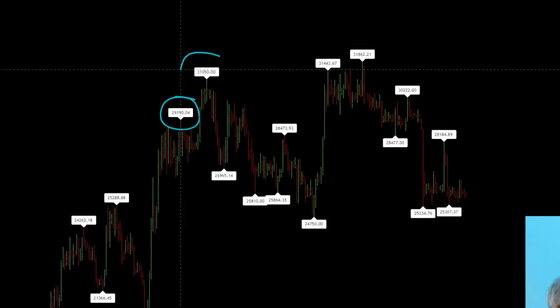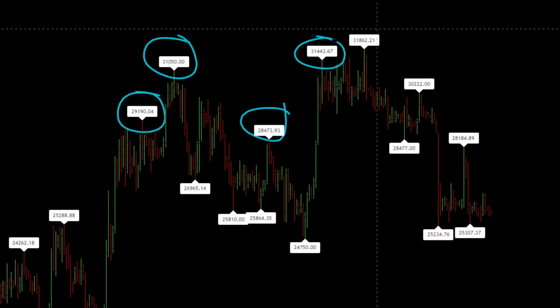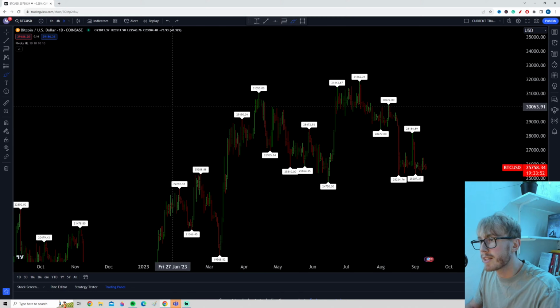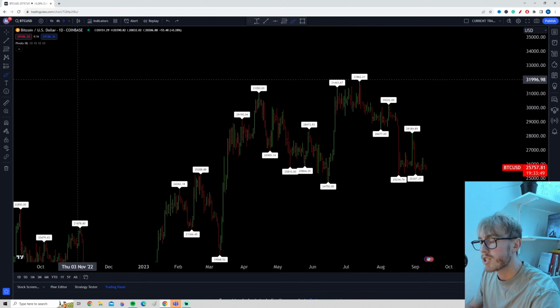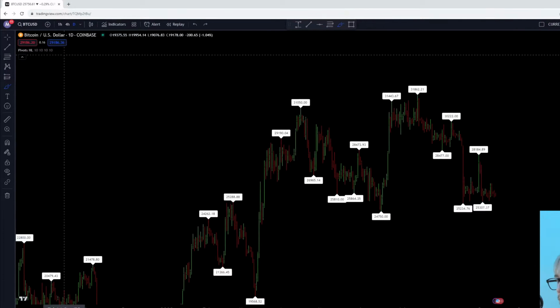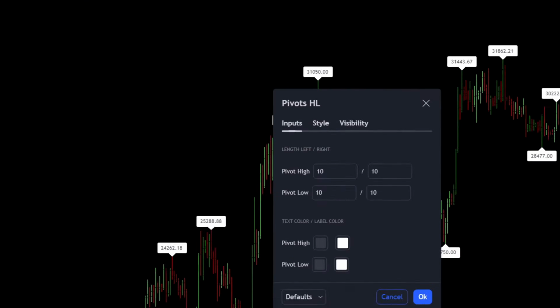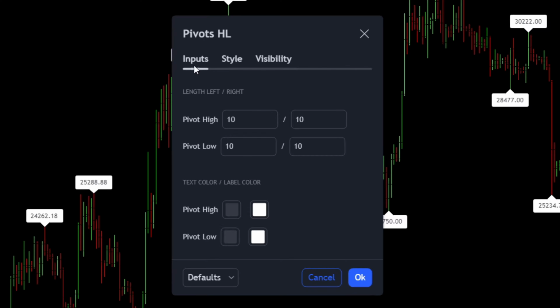But as you can see, right now we have many points appearing here on the chart, and when finding the best support and resistance levels, it is important to only use significant pivot highs and pivot lows. And in order to find more significant pivot highs and pivot lows, we need to change the settings here of the indicator. So we go up here to the upper left corner and we press here on the settings tab. Make sure that you are here on the input section of the settings, and as you can see here it says length left and right, and we do want to change these settings.